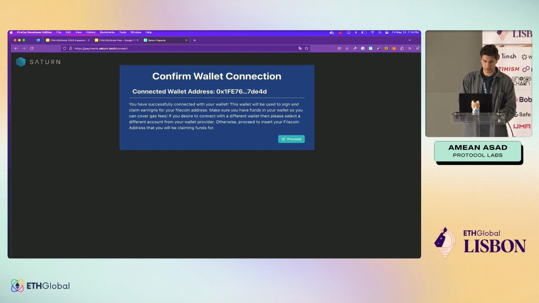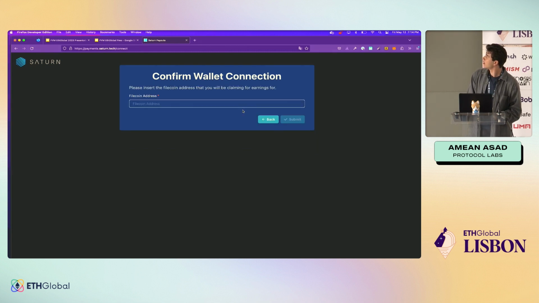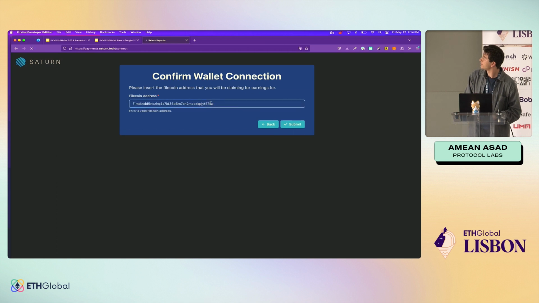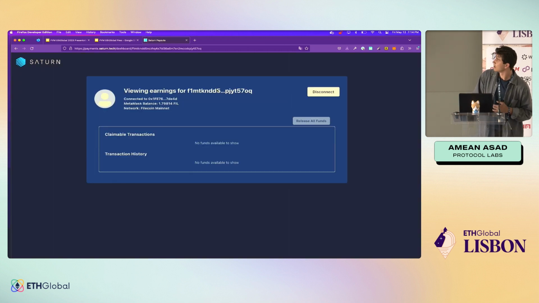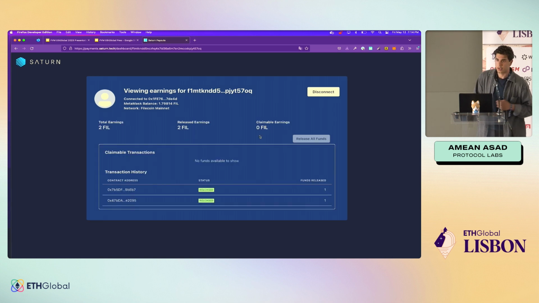Sorry, the internet is a bit slow here. All right, so this all runs on regular Web3 tooling that I would use, and this runs on the FVM. And as a Saturn node operator, you can see what your earnings are, what transactions you can claim, etc. And at Saturn, we've been working on some really cool tools that make deploying on the FVM really easy, and also very flexible if you want it.